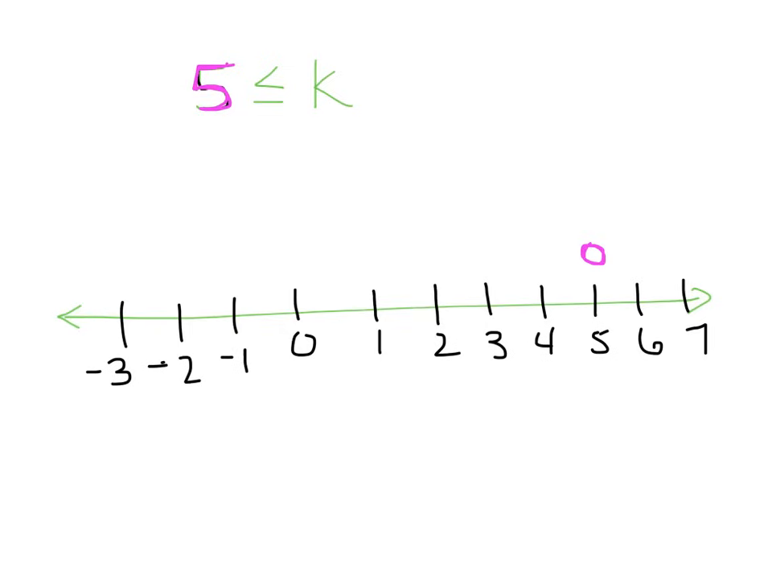Okay, you need to decide, is it open or closed? Well, it says 5 is less than or equal to k. If it ever is that equal to, 5 counts. You can use 5. Now, if you read this, again, it says 5 is less than or equal to k. So if 5 is less than or equal to k, you have to decide, do I want all the numbers bigger than 5 or less than 5?